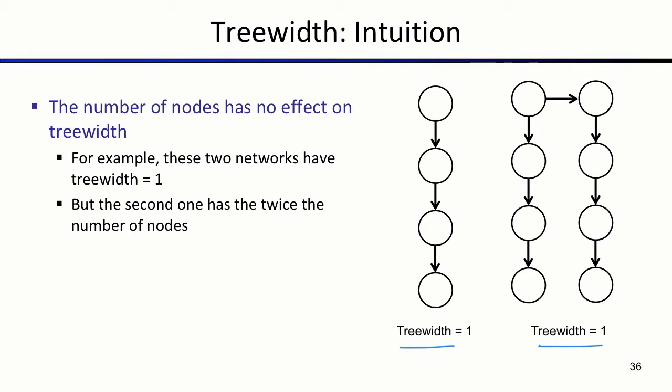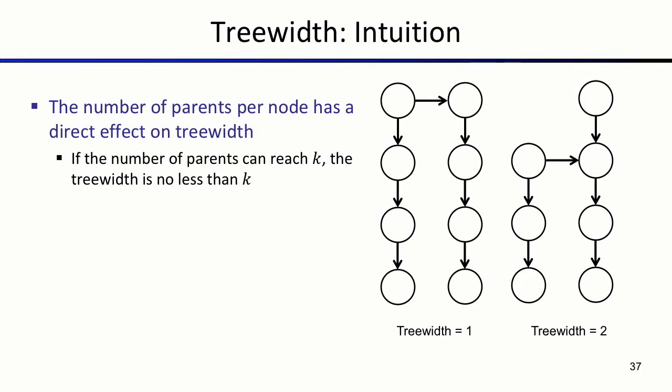Let's continue to take a look at some more examples. Here is something that we are expecting, that the number of parents per node has a direct effect on the tree width.